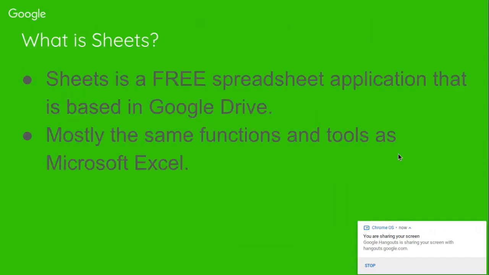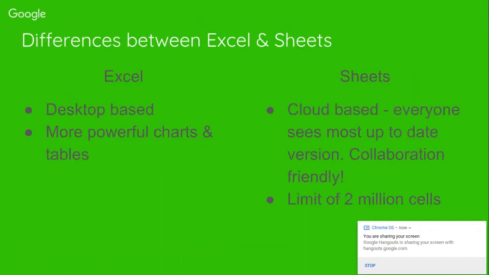So let's start from the very beginning. What is Sheets? Sheets is a free spreadsheet application that is based in Google Drive. It has mostly the same functions and tools as Microsoft Excel, but there are some differences. Excel is just desktop based, and there are more powerful charts and tables in Excel. Sheets is cloud based, so no more carrying around that flash drive with you, and you can collaborate really easily with colleagues and with students as well. It does have a limit of 2 million cells. So if you're going to do over 2 million cells, you might need to go to Excel instead.